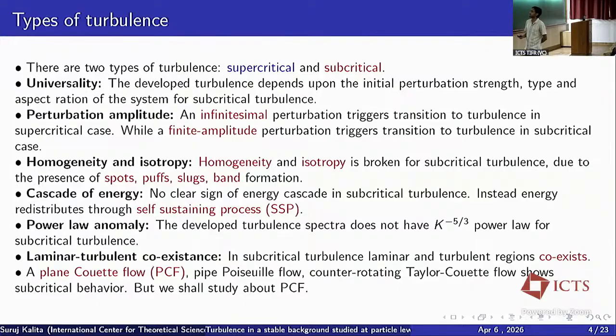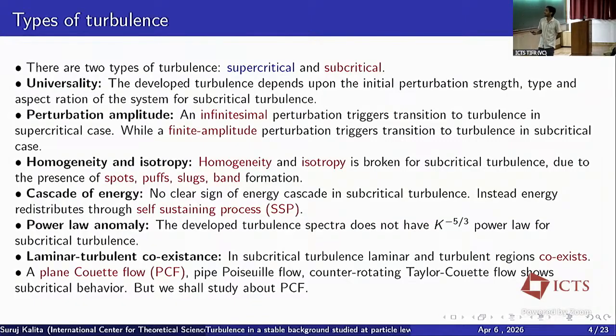And we have homogeneity and isotropy in supercritical turbulence. But in subcritical turbulence, we have the formation of spots, slugs and bands. These are patterns that form in a laminar background. Because of this, homogeneity and isotropy are also broken in subcritical turbulence. And we know all about the cascade of energy from large scales to smaller scales, but there is no clear sign of a cascade in subcritical turbulence.